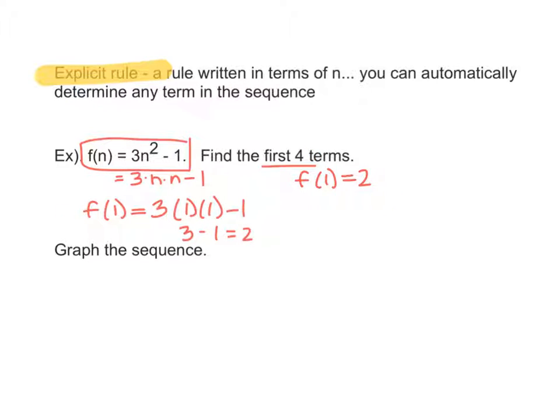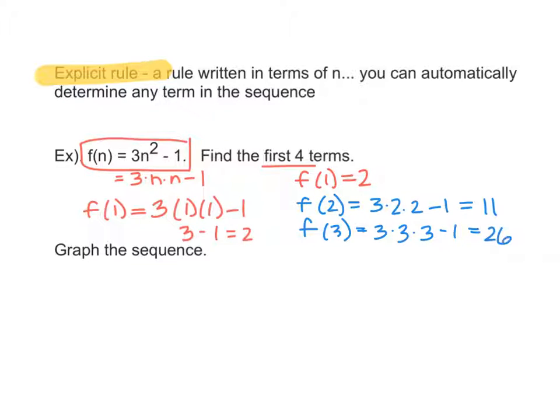All right, I am going to go ahead and solve the others. So if I plug in 2, that's going to be 3 times 2 times 2 minus 1. And if you work that out, you're going to get 11. F of 3 is going to be 3 times 3 times 3 minus 1, which is 26. And then f of 4, 3 times 4 times 4 minus 1 should be 63. Like I said, that's going to take you a minute, but you should understand just generally how to do that.